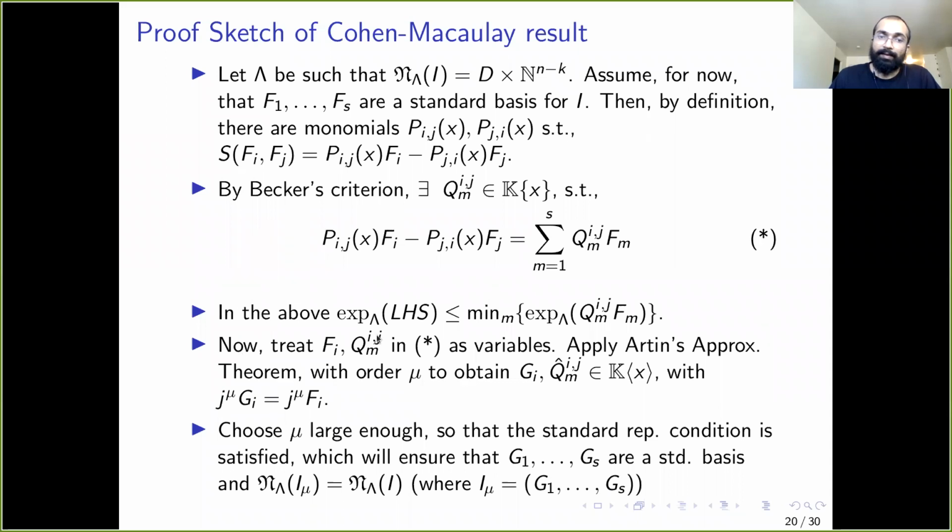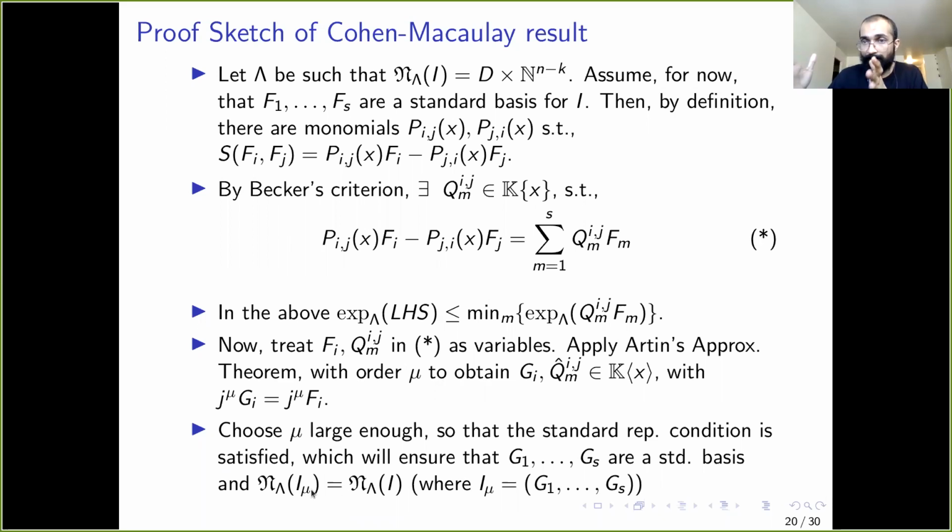Now, in order to enforce this relationship between the exponents for these approximations gi and the q̂_{m,ij}, we can choose this mu large enough so that it captures the initial exponents on both sides of these equations, which will automatically ensure that this condition is satisfied. And that in turn, once again from Becker's S series criteria, will ensure that these g1 through gs are a standard basis for the ideal that they generate, I_mu.